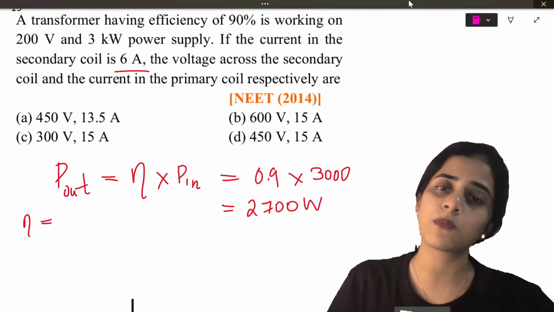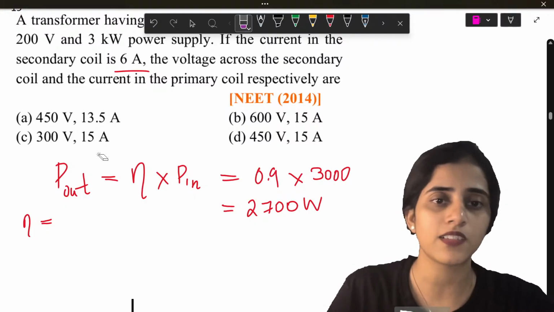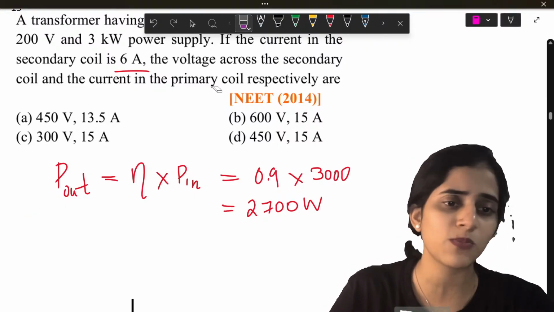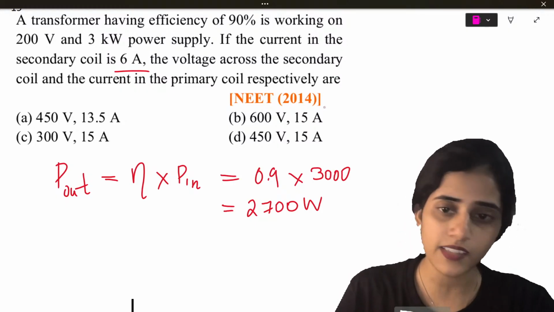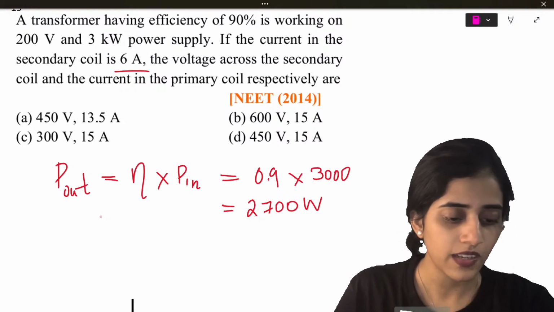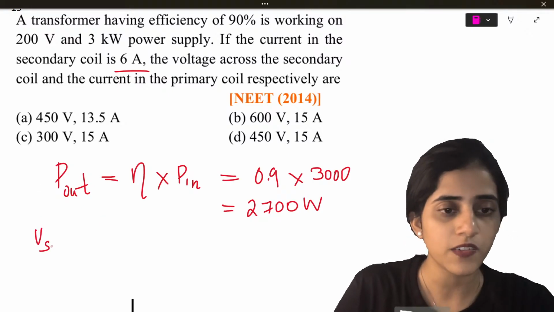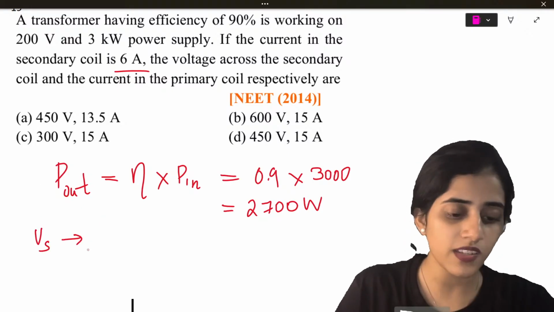Efficiency is output by input. I just cross multiplied. You are all smart students, you don't want every small step. I know that. Okay, so that is done. 2700 watts I get. Now let me find out Vs using output power.